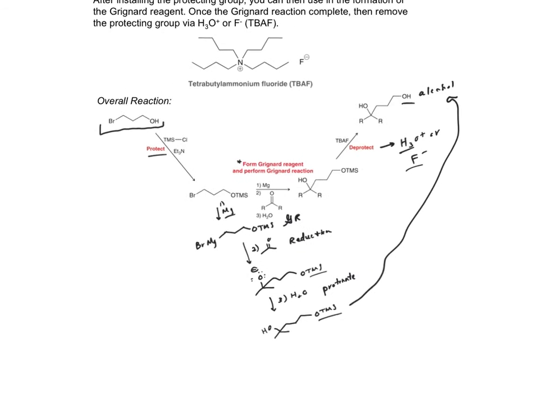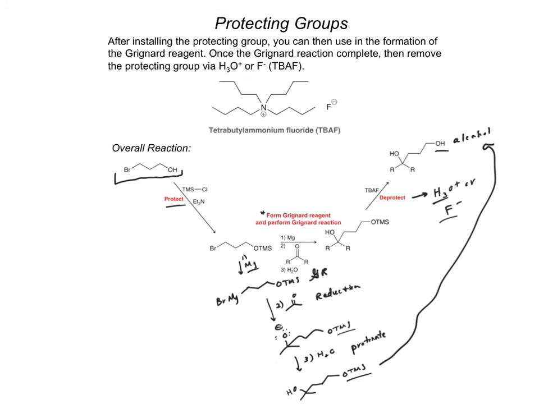So acid or fluoride, what is fluoride again? How do we get that into a reaction? So we usually use something called TBAF, which stands for tetrabutylammonium fluoride. Again, just note that we've got our protecting agents, we've got our Grignard reaction, and then to deprotect and remove that protecting group, we're essentially just going to use this TBAF. It's the source of fluoride. It's what we always use to deprotect things.